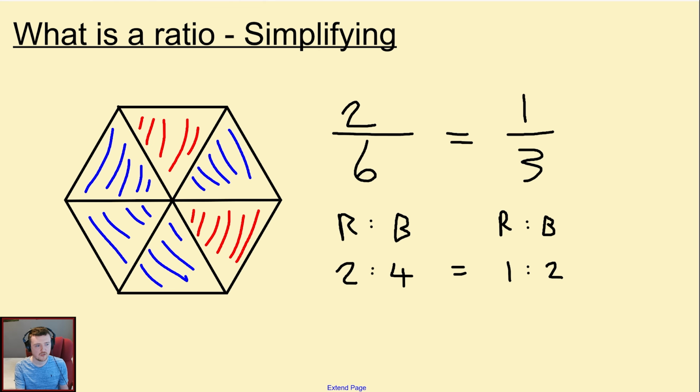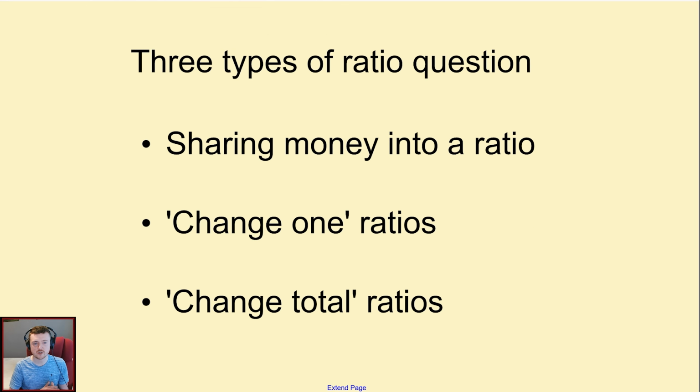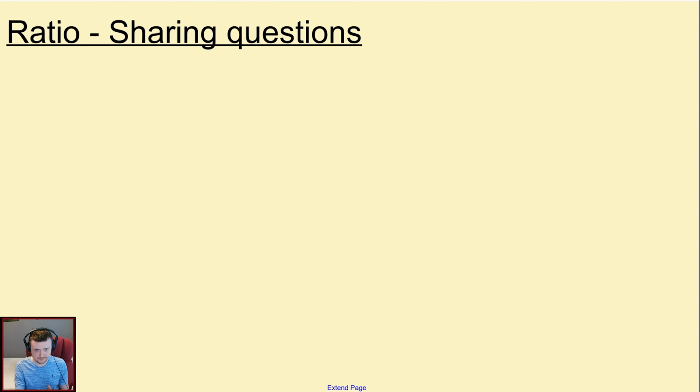Okay. So the kinds of ratio question you actually get in any level, but especially level 2, are sharing questions, usually to do with sharing money into a specific ratio. What's called a change one ratio, which we'll get onto a little bit later, and then a change total ratio, which is slightly different as well. These two, I'm going to star here, are similar in the sense that you do the same method for both, but how they look is a little bit different. Okay, let's start with sharing.